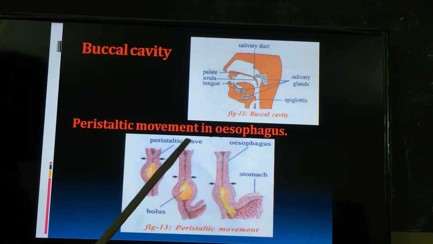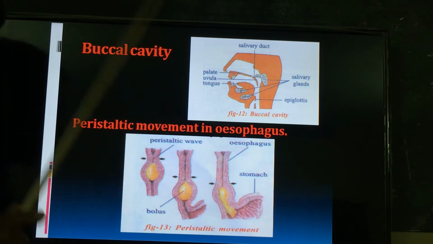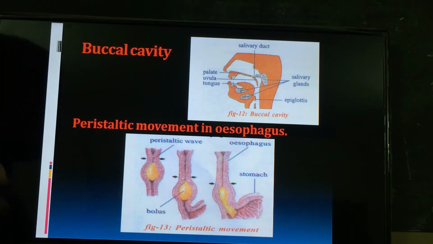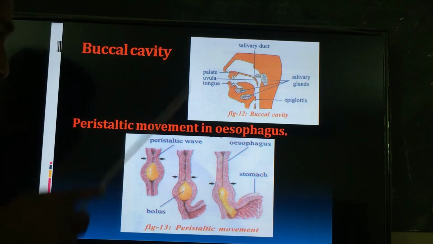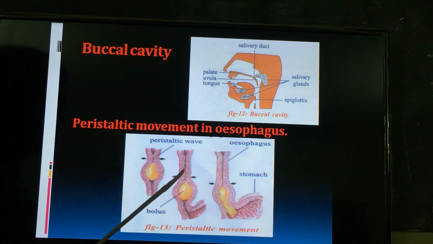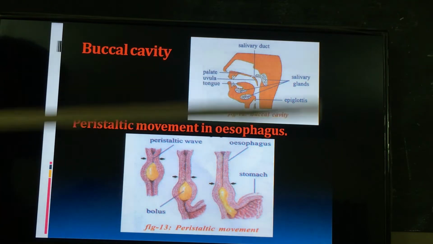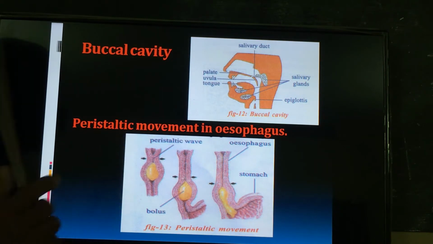Here in the esophagus, we can find two types of muscles. You learnt in 9th class, muscles are helpful for movement. Two types of muscles, keep it in mind: one is circular muscles, another is longitudinal muscles. They help to send the bolus along the esophagus, and the bolus in the esophagus shows a wave-like motion. See here, this wave-like motion is known as peristaltic movement.